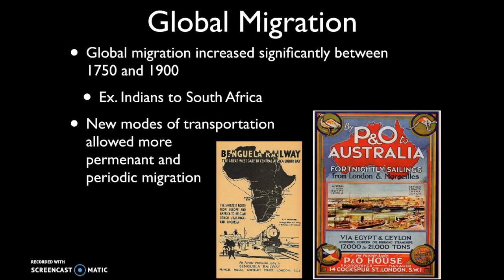What allowed them to move so readily? So new modes of transportation, such as railroads and steamships, are going to allow more permanent and also periodic or seasonal migration. And so we've talked extensively about how railroads are transforming transportation in the industrial age, not only allowing people to be transported within a region, so for example, maybe being able to get from the interior of Africa out to the coast, where they can pick up a steamship and then migrate to other places around the world.